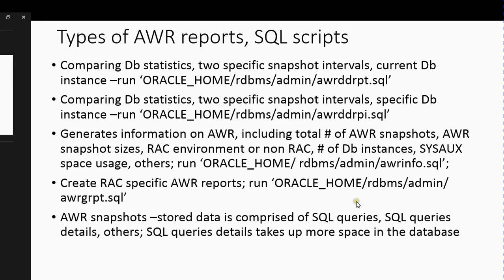And the next script that you can run is useful if you have a RAC configuration. You can run this script, the AWR global report, and you're able to review the different metrics and statistics for the instances in your RAC configuration.